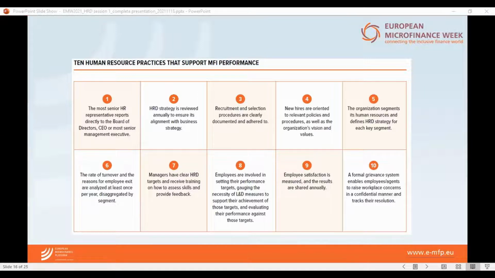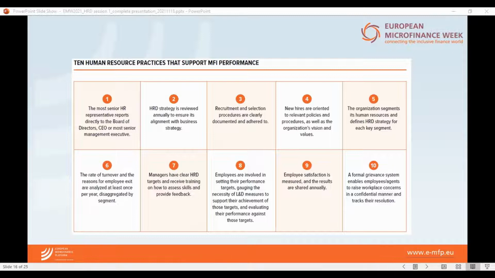5, the organization segments its human resources and defines human resource development strategy for each key segment. 6, the rate of turnover and the reasons for employee exit are analyzed at least once per year, disaggregated by segment. 7, managers have clear HR development targets and receive training on how to assess skills and provide feedback. 8, employees are involved in setting their performance targets, gauging the necessity of learning and development measures to support their achievement of those targets and evaluating their performance against those targets.